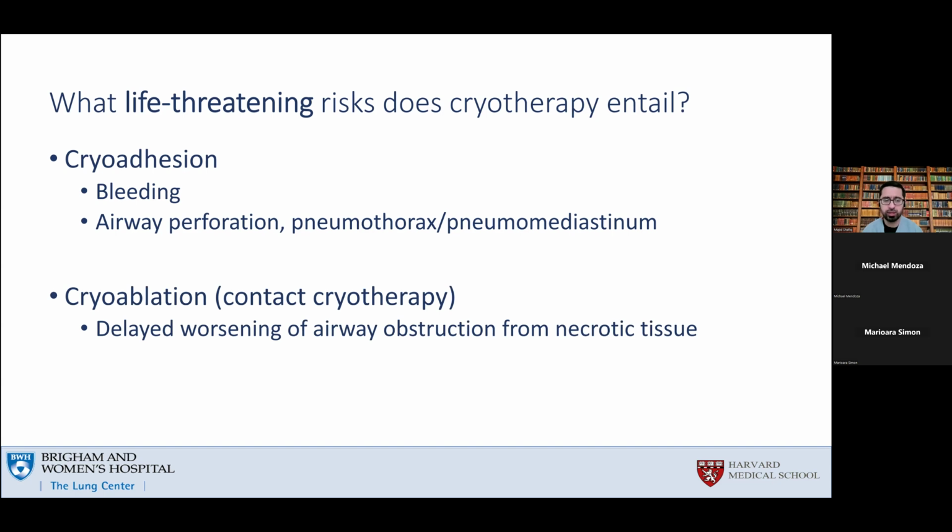When it comes to cryoablation, that contact cryotherapy, where we're doing the slow thawing following a rapid freezing, there's usually no immediate life-threatening risk with that. However, if you were doing that in the trachea, 2 days later, if there's a lot of sloughing off of necrotic tissue, it could potentially lead to an airway obstruction that has just gotten worse and could lead to respiratory distress or respiratory failure. Could become life-threatening as well, potentially.